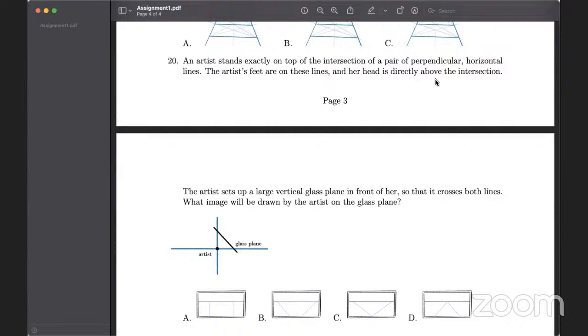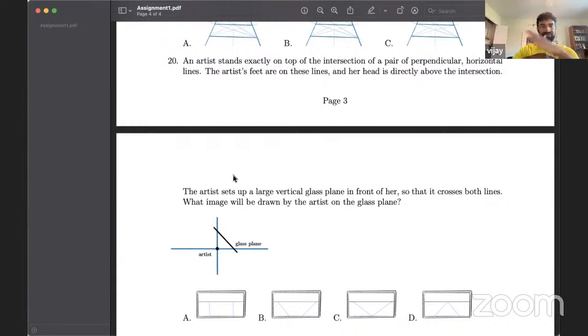This artist is standing at the intersection of these two lines. Oh no, I didn't say railway lines. Okay, good, because that would make things much more confusing. So there's just a pair of perpendicular horizontal lines on the ground. And the artist is standing on these lines and her head is directly above the intersection. So you can see in the bird's eye view, here's the two lines, here's the artist. And the glass plane is in front of her, sufficiently far in front of her that it crosses both lines. So the question is, what image will the artist draw?